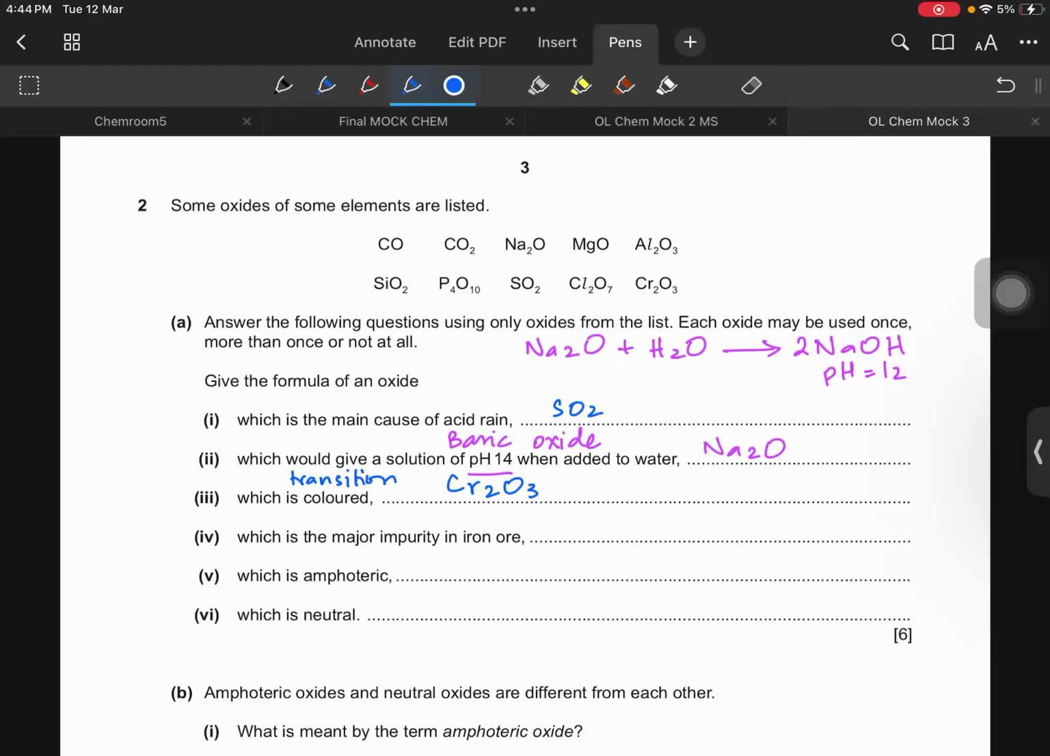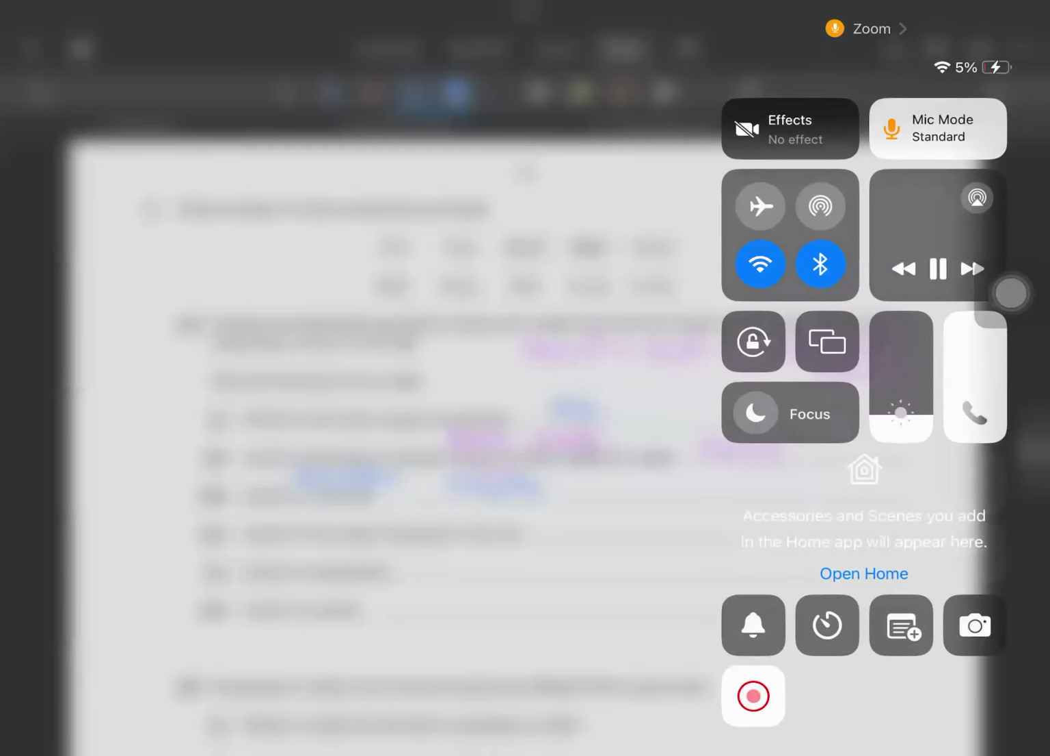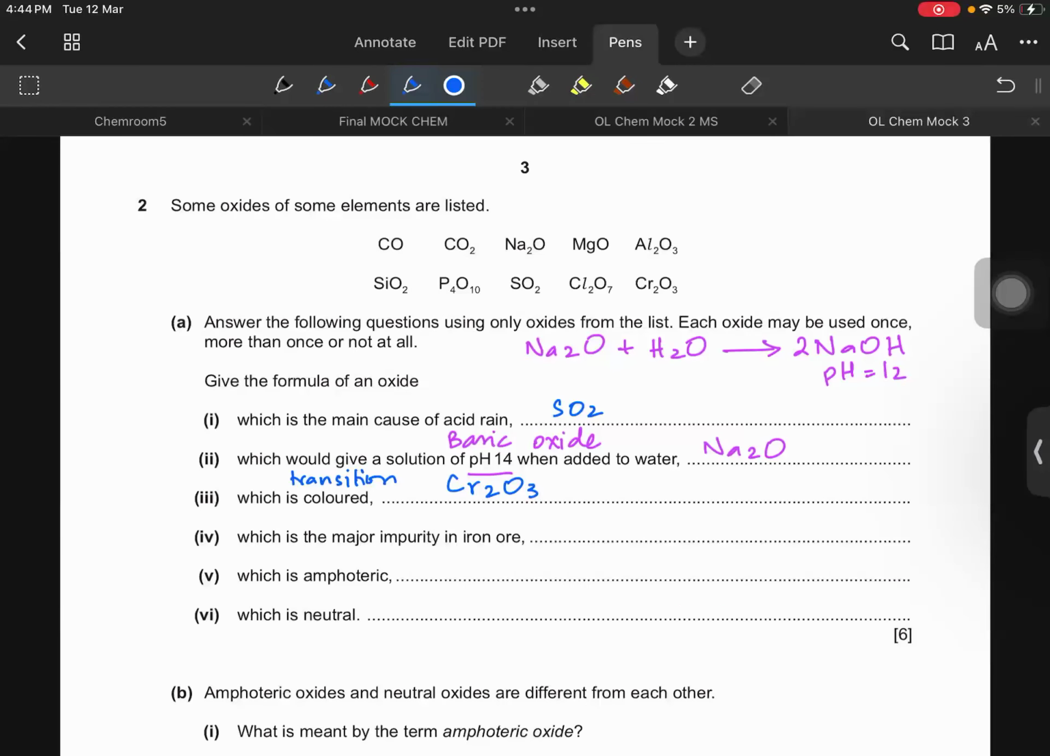What is the major impurity in iron ore? CO, carbon monoxide? Wrong. Silicon dioxide. What's the name of the iron ore? Sir, hematite. Okay, yes, hematite. And the impurity is silicon dioxide.